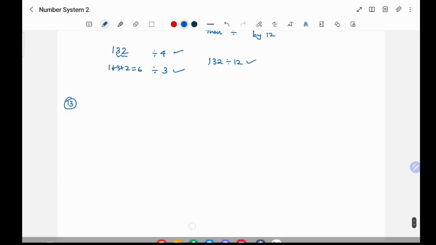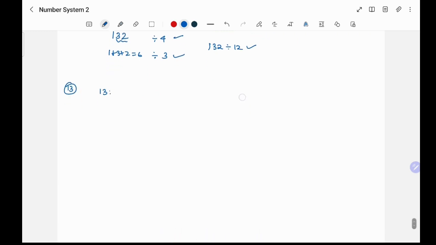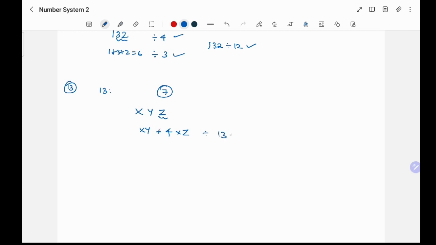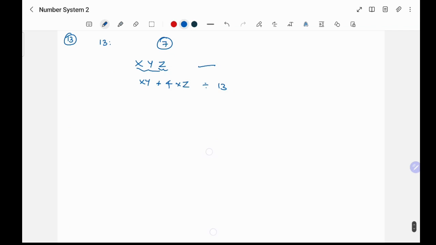Next is 13. Again for 13, the technique is similar to the 7 case, but here we take the number. Let's say the number is some xyz. We take the last digit, multiply it with 4 and add with the remaining digits. If this is divisible by 13, then the initial number is also divisible by 13. The proof is similar to the 7 case. So any number we can write it as 10x plus y, right?